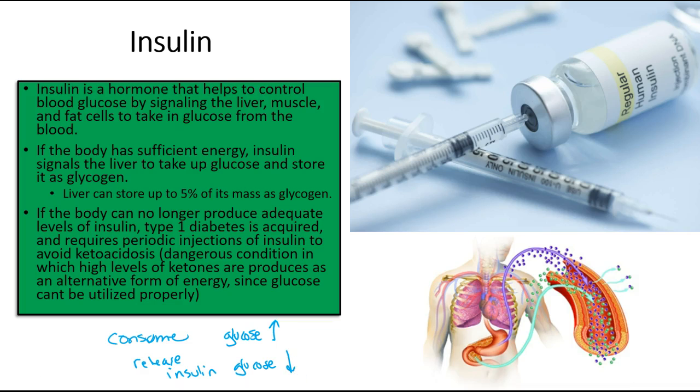What happens if our blood glucose levels stay high? If blood glucose stays high, it is going to produce a dangerous condition called ketoacidosis, which basically means that we're going to have high levels of ketones in our body, in our bloodstream, because glucose can't be utilized properly. We cannot regulate the glucose levels correctly, and because of that, we're going to get a condition called ketoacidosis, which only occurs when the hormone insulin is not implemented correctly.